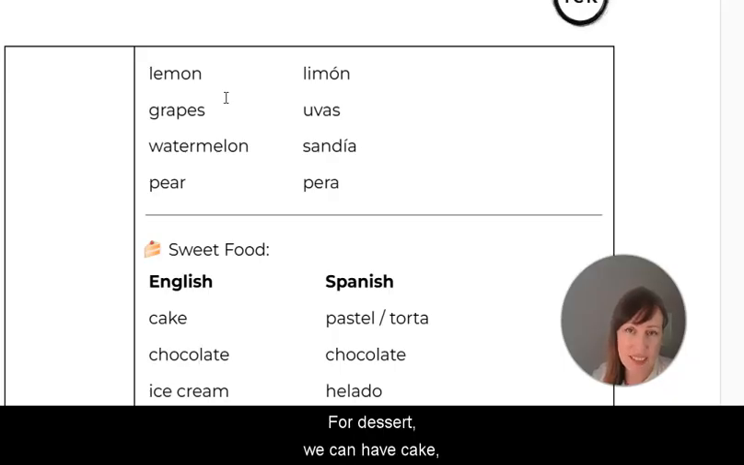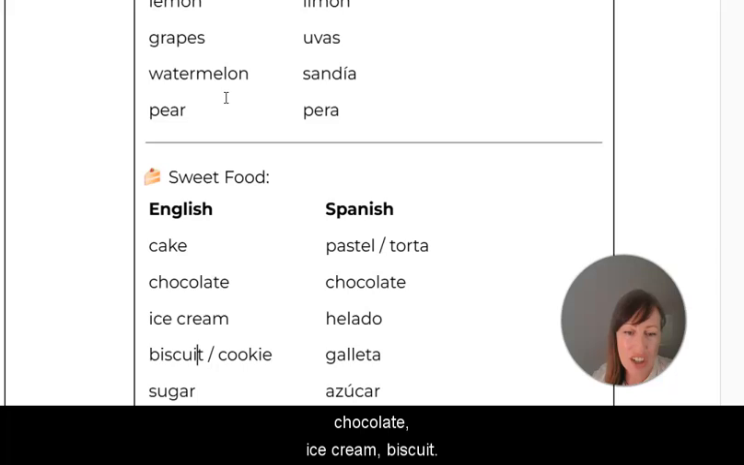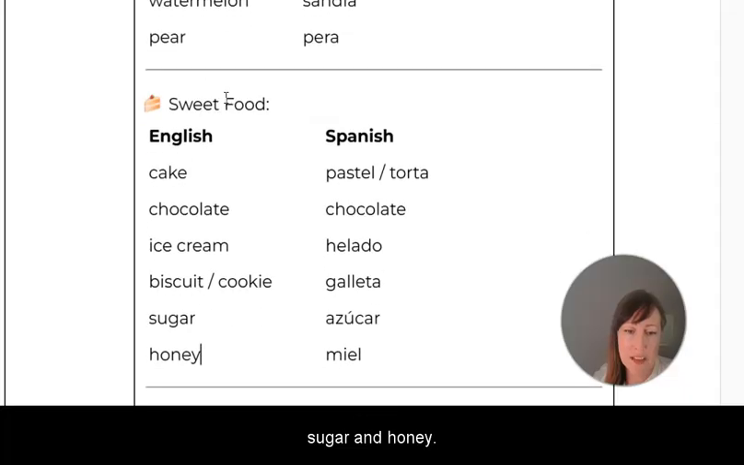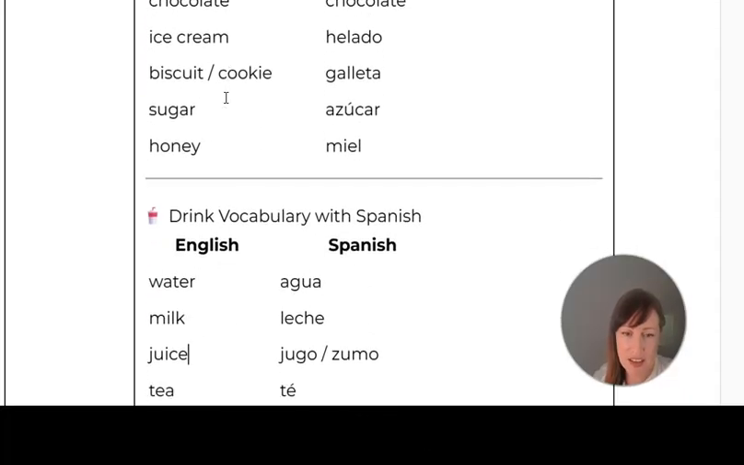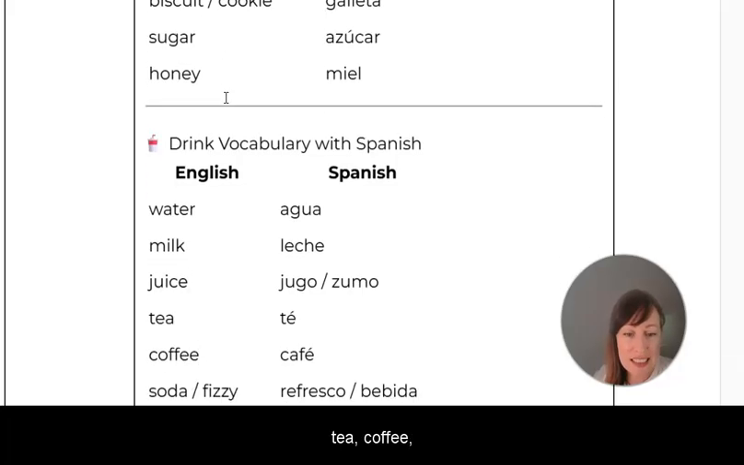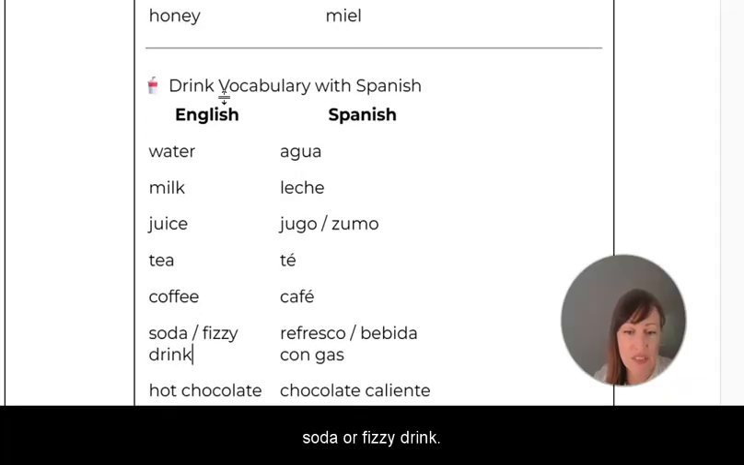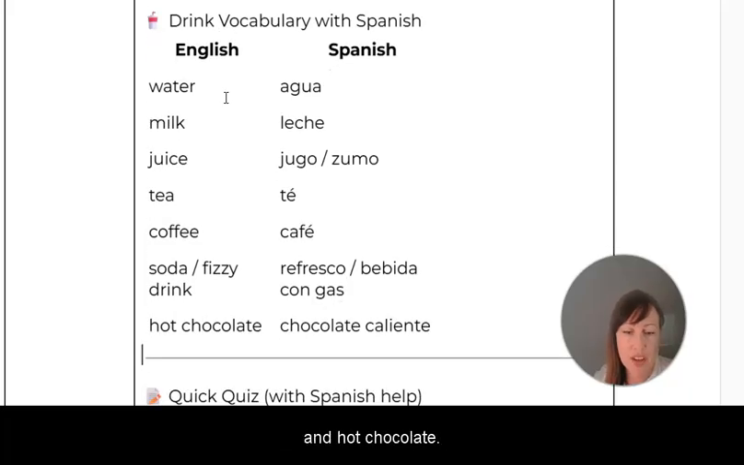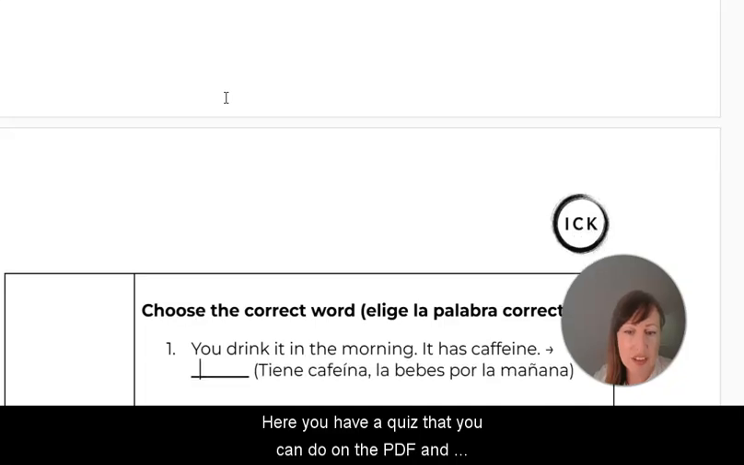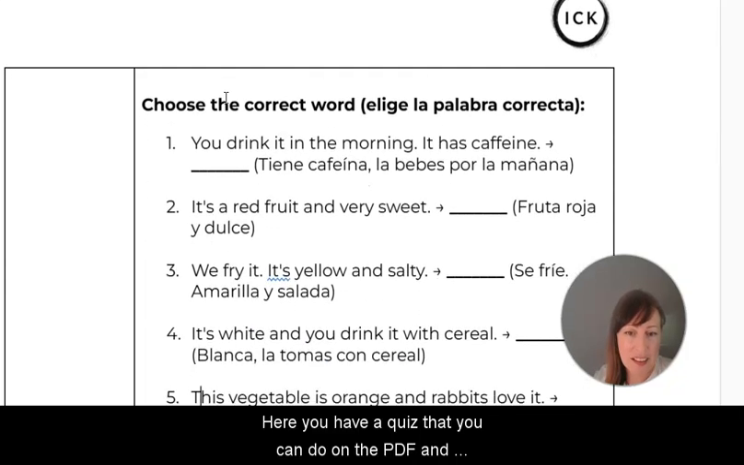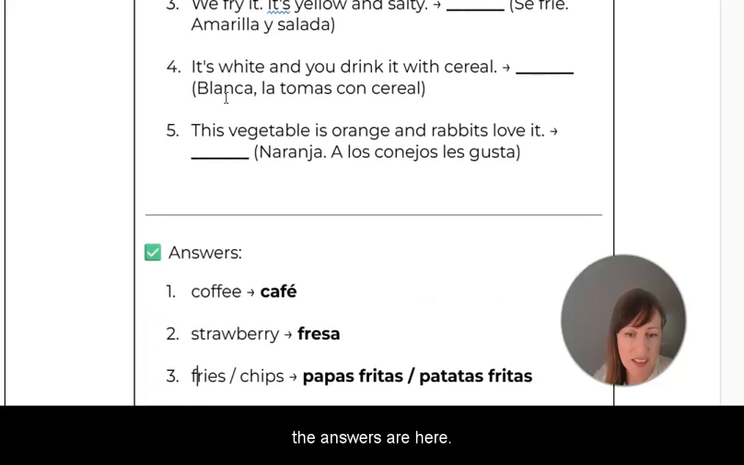And for postre, for dessert, we can have cake, chocolate, ice cream, biscuit, be careful with the pronunciation, biscuit, or cookie is more common in the US. Sugar and honey. For drinks, we can have water, milk, juice, tea, coffee, soda, or fizzy drink. Soda is more common in the US. And hot chocolate. Here you have a quiz that you can do on the PDF, and the answers are here.